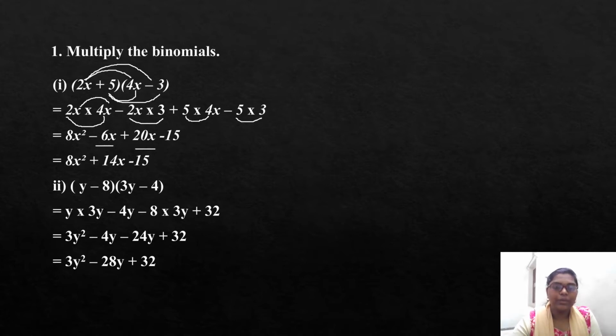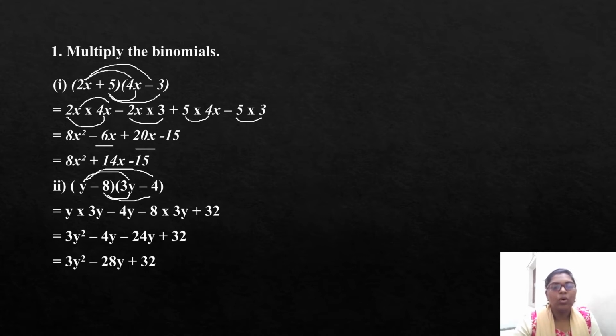Now what's your second question? y minus 8 into 3y minus 4. First take this y and multiply with 3y. Next take this y and multiply with 4, in between minus sign, 4 into y, 4y. Next, minus sign in between, we have to put 8 into 3y. Next minus into minus plus, 8 into 4, 32.